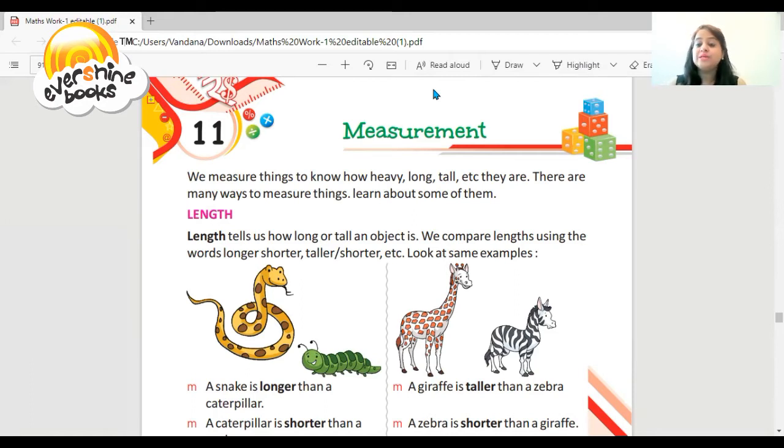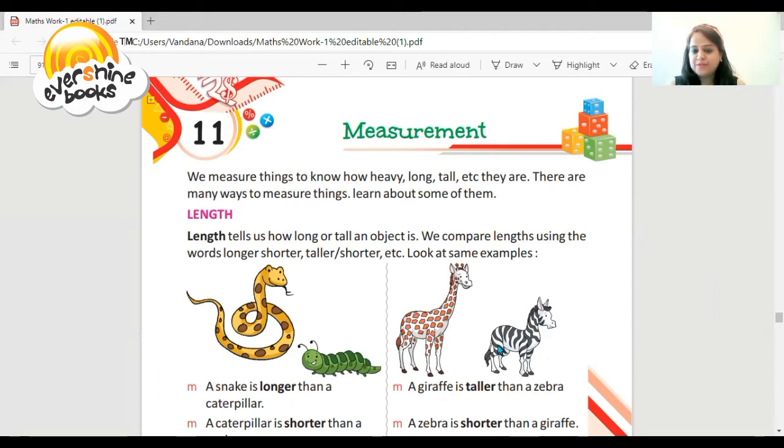Let me explain through examples. Just look at the pictures given here. This is a snake, and in the second, this one is a caterpillar. So students, it is the example of snake and caterpillar. By looking at the picture, we can say a snake is longer than a caterpillar, or we can say a caterpillar is shorter than a snake. Okay, it is already understood.